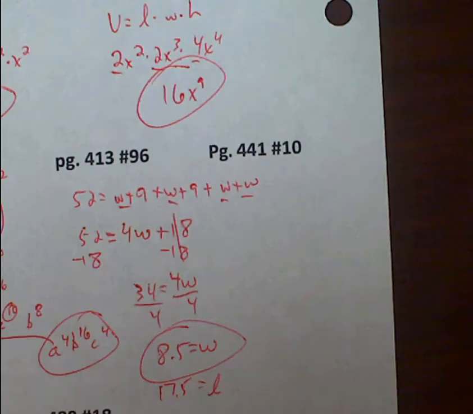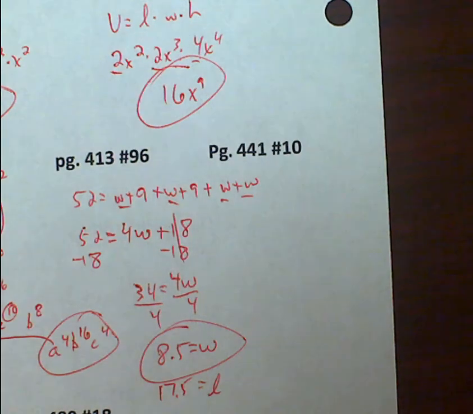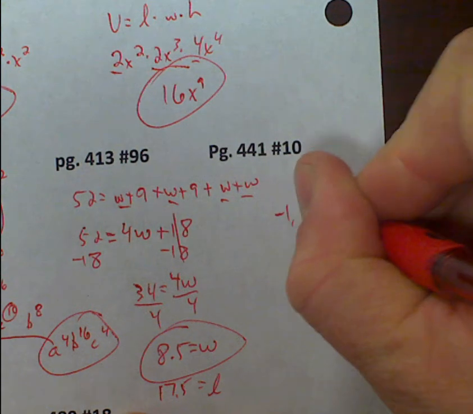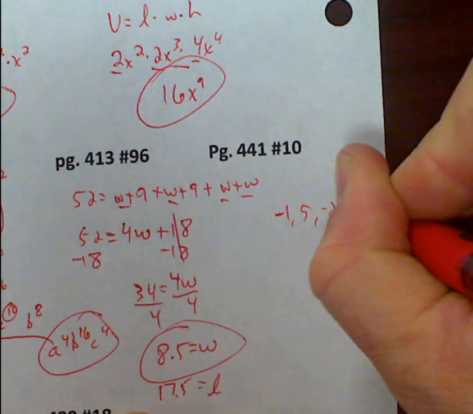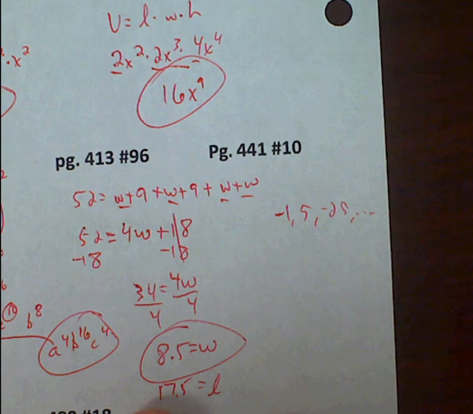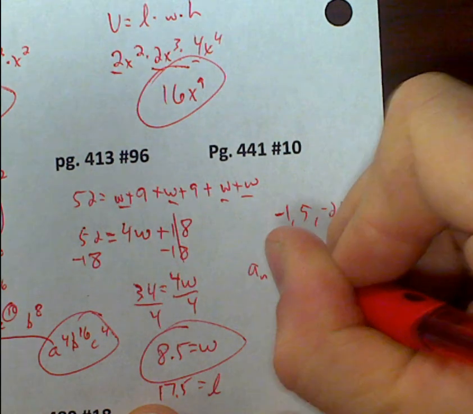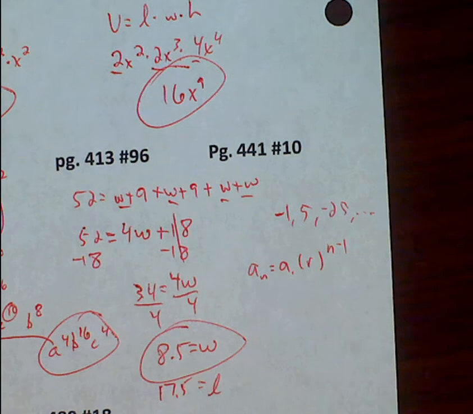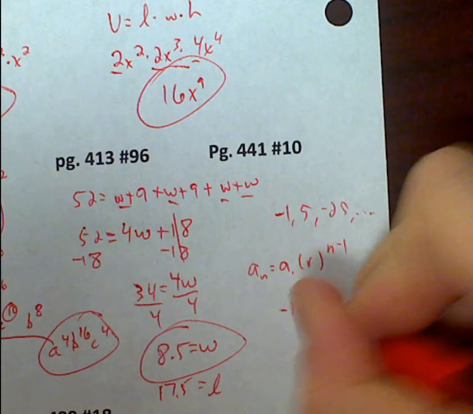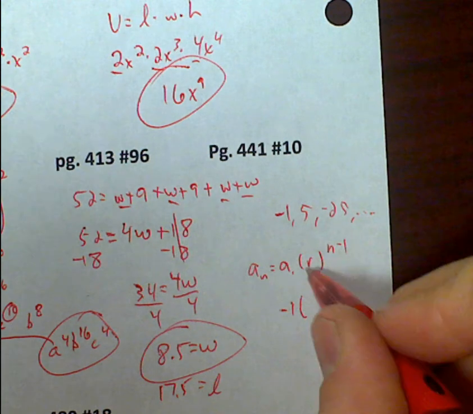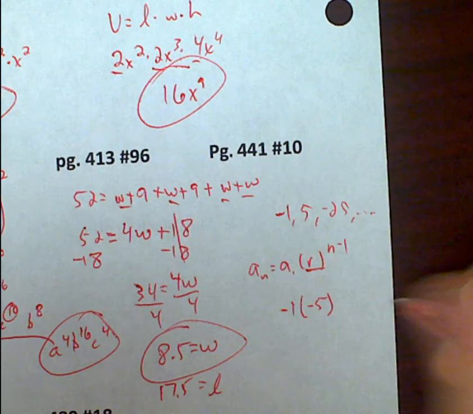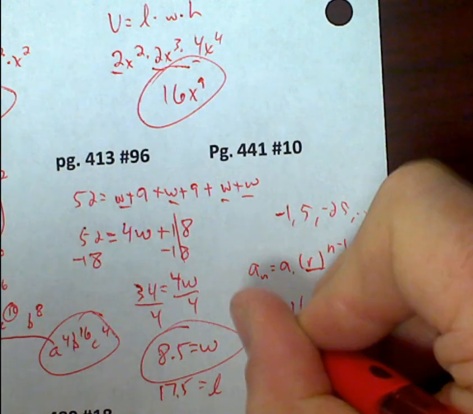Page 441, number 10. Says write an equation for the nth term. So I'm given -1, 5, -25, and so on. I need to find the nth term. So a sub n equals a sub 1 r to the n minus 1. My first term is -1. My ratio is I'm actually multiplying by -5, and this is to the n minus 1.